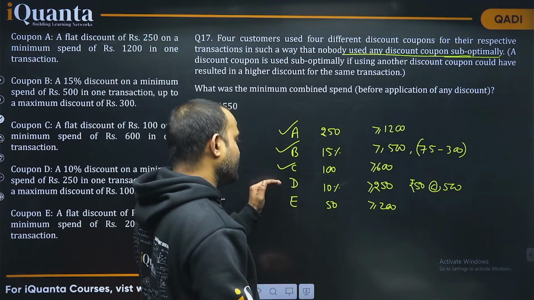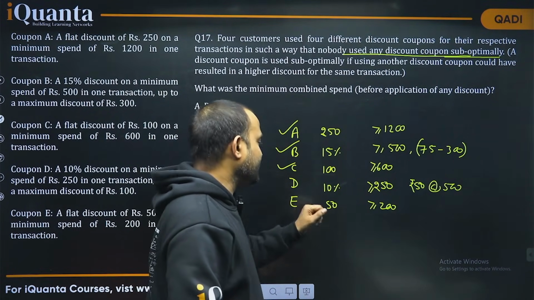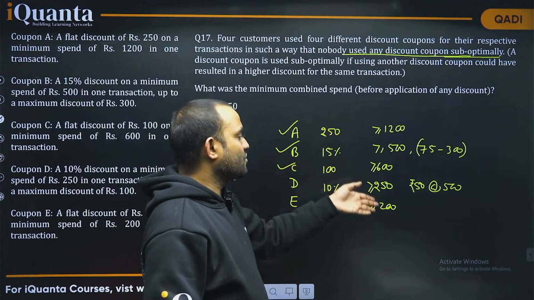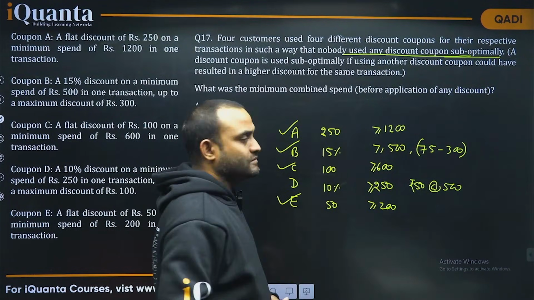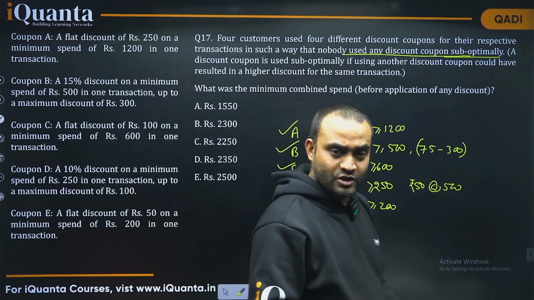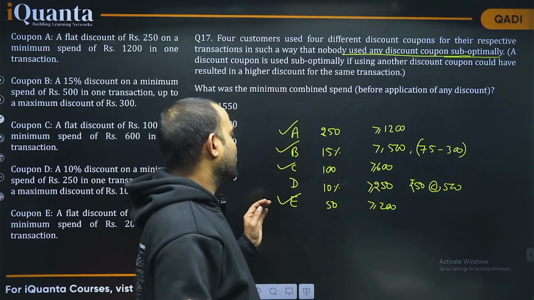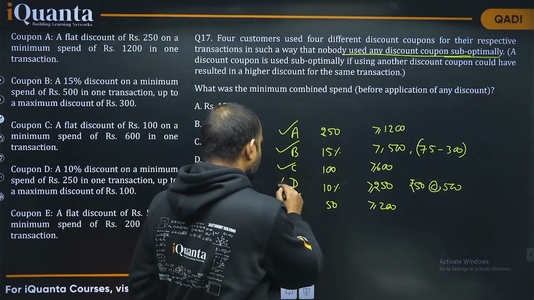Now in case of D, we already know that D is suboptimal in case of B. In case of E, at 200 rupees, the discount is 50 rupees. At 200, no other coupon qualifies, right? So E is definitely optimal. If someone is paying 200 rupees for a transaction, he will get a 50 rupees discount, and no other discount can beat it. So the only discount that will not be used is D.